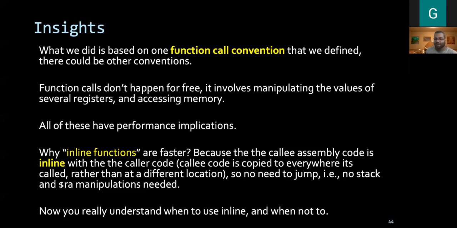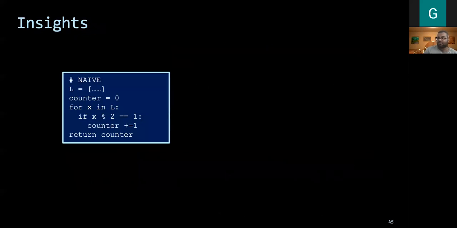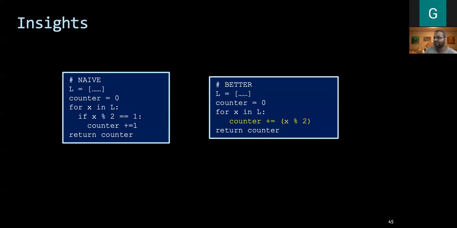Okay. And in general, the point is that all of the stuff that you do has some performance implications. And it's not just function calls, it's even branches and stuff like that. So for example, let's look at two pieces of code. You have a naive piece of code and you have a better piece of code.